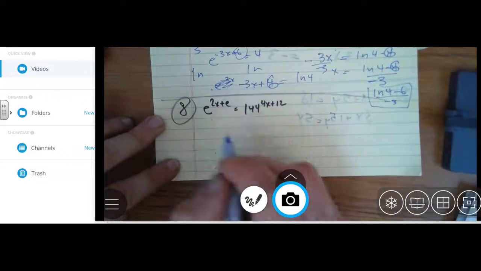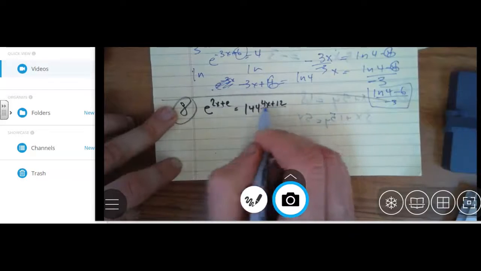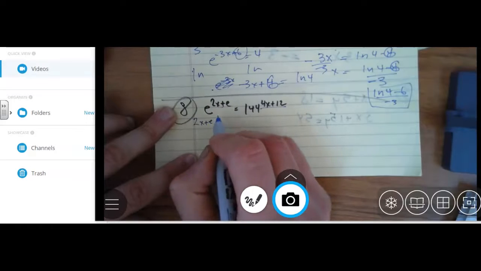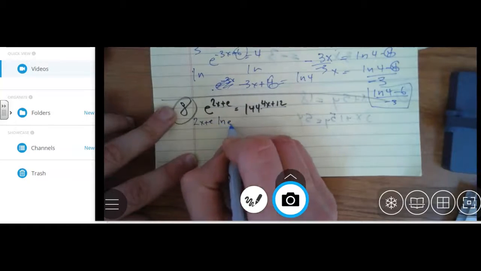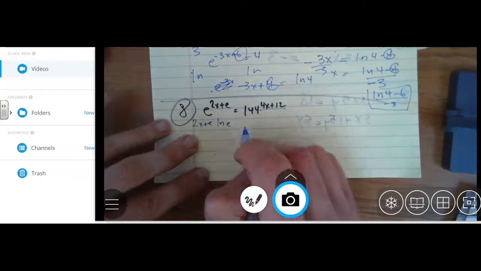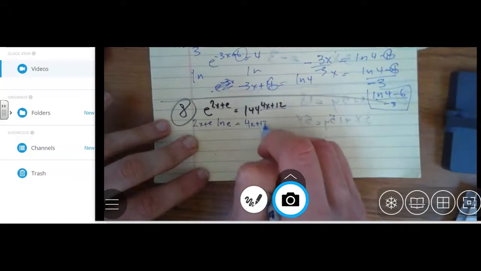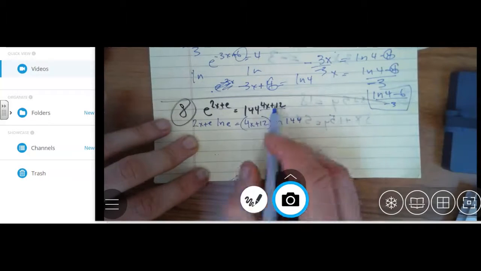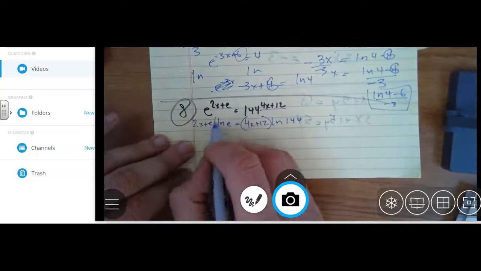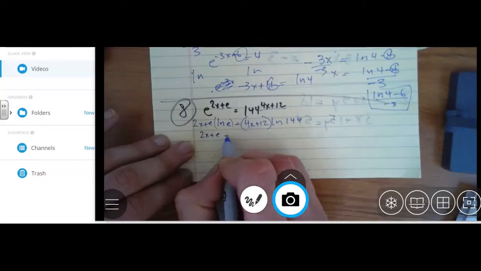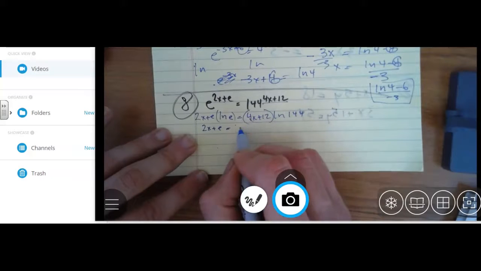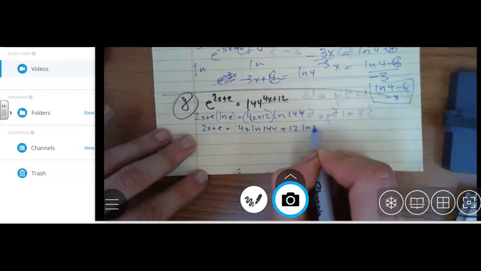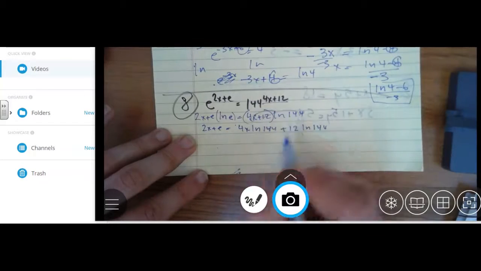We need to be very careful with our algebra in this case. We're trying to solve for x here, and it's in the exponents, so we're definitely going to involve logs. So we're going to get 2x plus e times the ln of e, if I have that right, is equal to 4x plus 12 times the ln of 144. Remember, 4x plus 12 is in parentheses, that's a quantity. So when we write this, ln e is 1, so we have 2x plus e is equal to, now you have to distribute, so it's going to be 4x ln 144 plus 12 times ln 144.